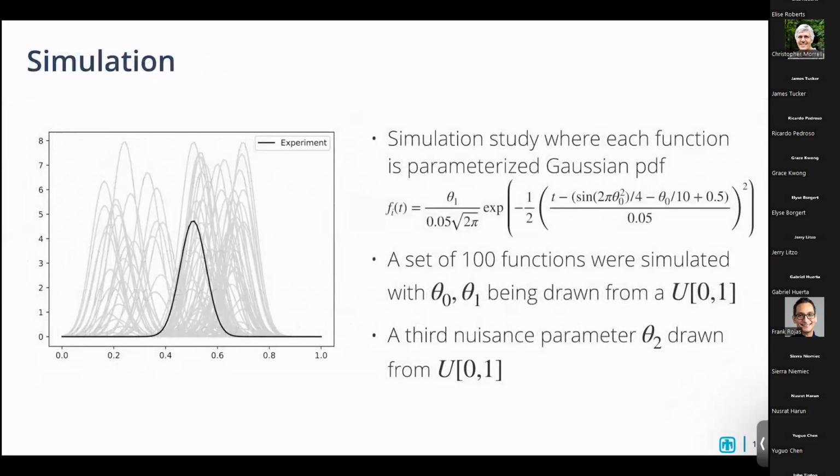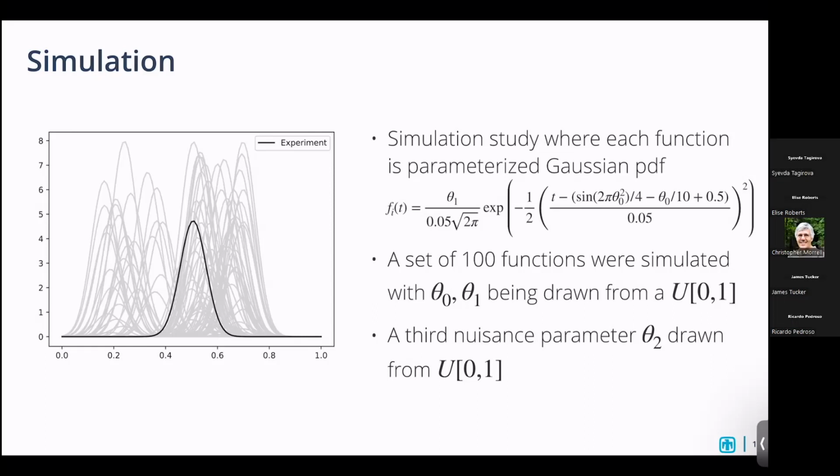Kind of going to show now a simulation of the concept. So the simulation studies where we're going to look at where each function is a parameterized Gaussian PDF given by the function f_i, parameterized by two thetas, theta 0 and theta 1, where theta 1 determines a little bit of the amplitude, theta 0 determines its location. So here on the left-hand side of the screen, a set of 100 functions were simulated with theta 0 and theta 1 being drawn from a standard uniform between 0 and 1.